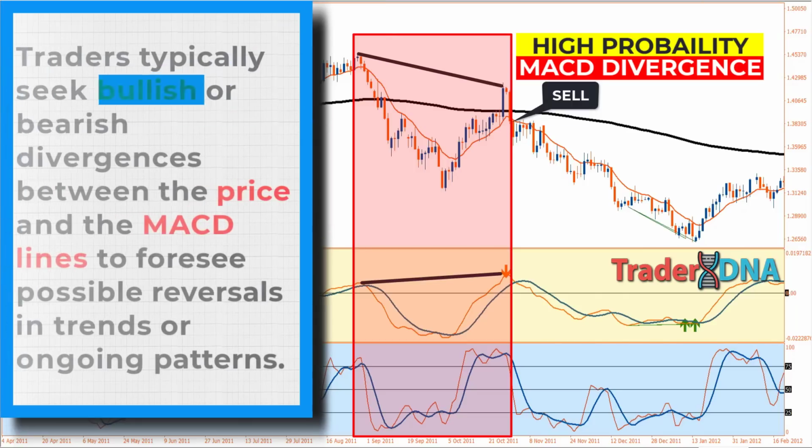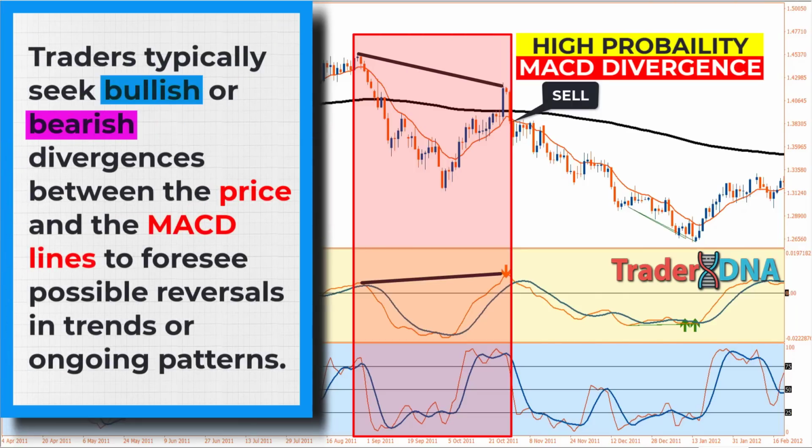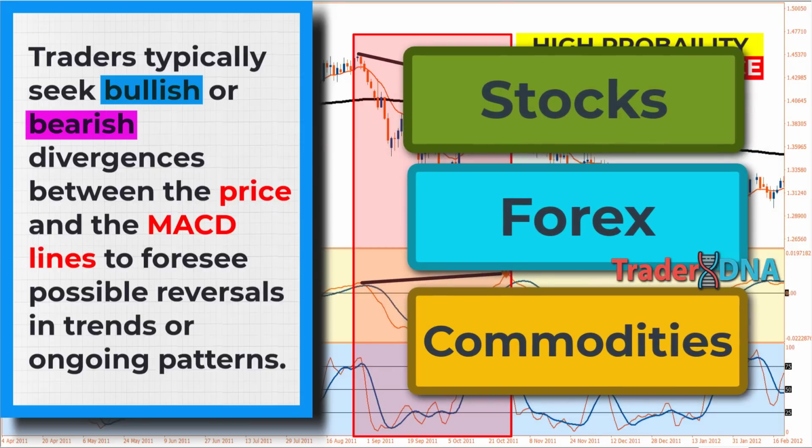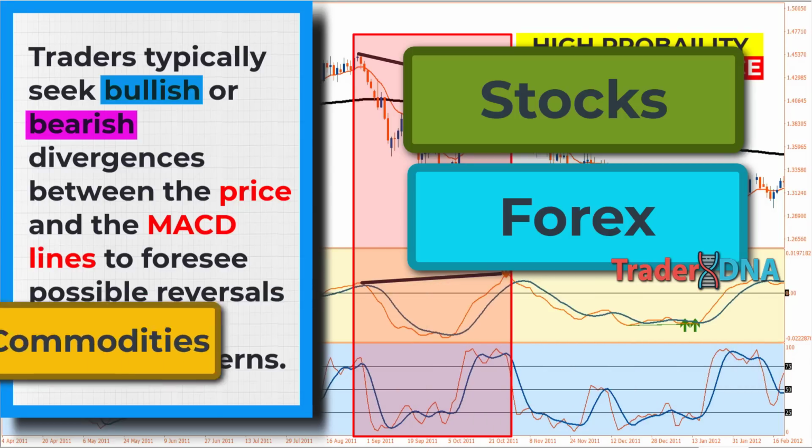Traders typically seek bullish or bearish divergences between the price and the MACD lines to foresee possible reversals in trends or ongoing patterns. These strategies find use in diverse financial markets, including stocks, forex, and commodities, aiding traders in informed decision-making. Unlocking the potential of the MACD divergence strategy.